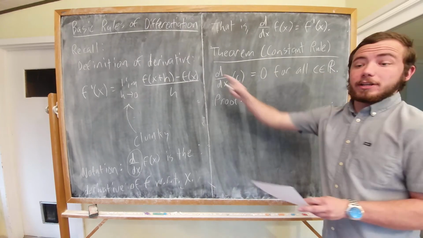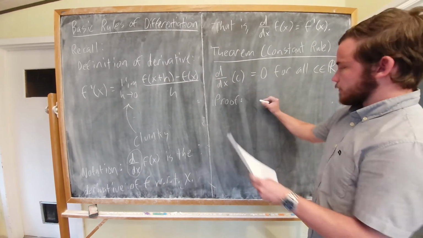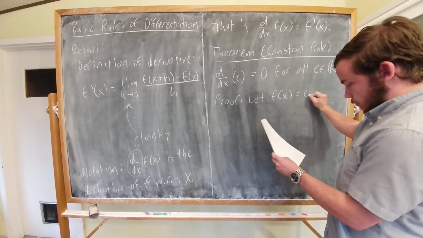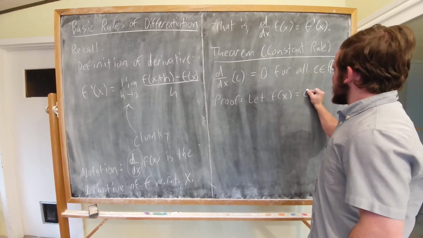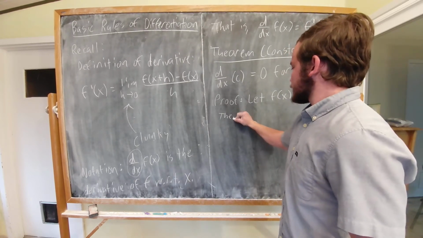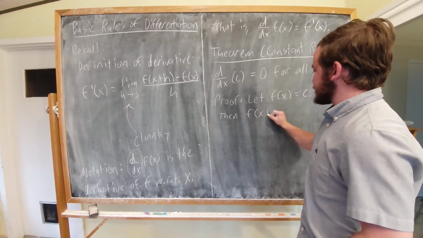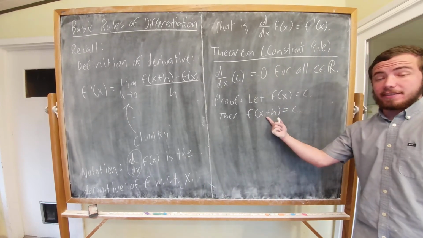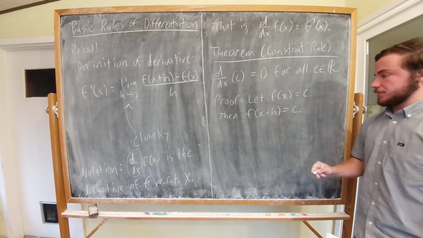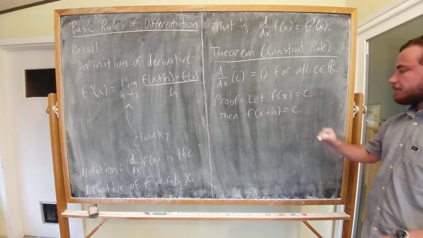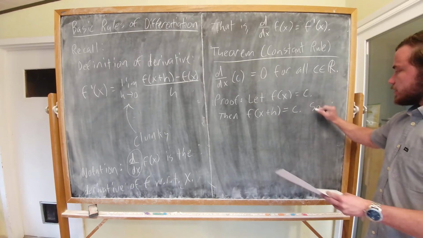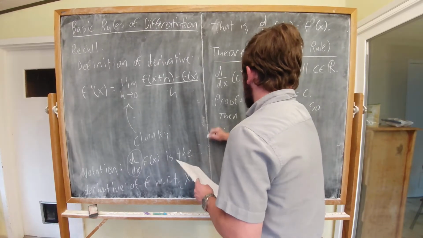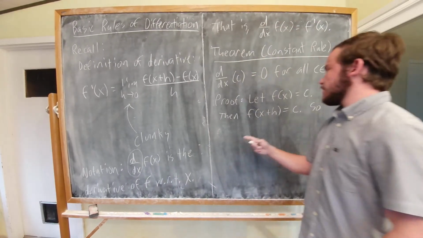To prove it, we're going to use the limit definition. So let's let f of x equal c. Then f of x plus h is also just c, right? There's no x's to plug things into, so we're just left with our constant. So f of x is c, f of x plus h is c. So f prime of c, or not f prime of c.